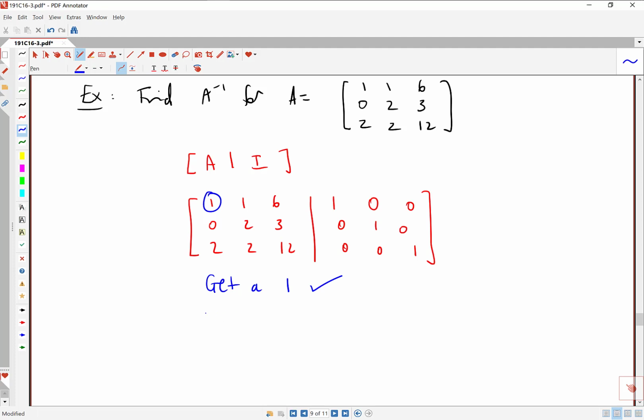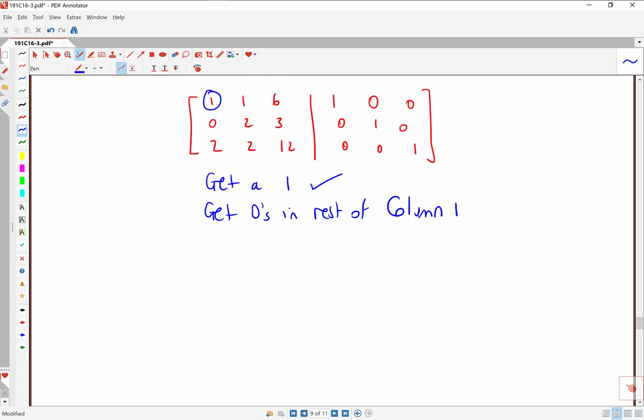And then once we've got that, we want to get 0s in the rest of that column. All right, so looking at our matrix then, it's just this 2 here that needs to become a 0. So when you're trying to get a 0, the operation you want to do is current row plus or minus some number times your pivot row. So if you look at the row that the 2 is in, it's row 3. And if you look at your pivot row, meaning the row that has the 1 in it, that's row 1.